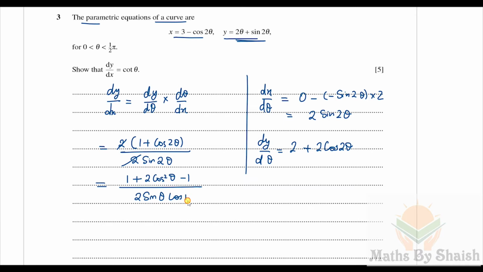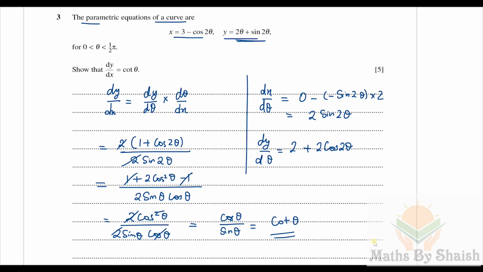Now these two got cancelled, and we are left with 2 cos square theta over 2 sin theta cos theta, which will be cancelled, and cos is also cancelled, and we are left with cos theta over sin theta, and this is cot theta, and hence proved. This is what we need to show. Now let's do the next question.